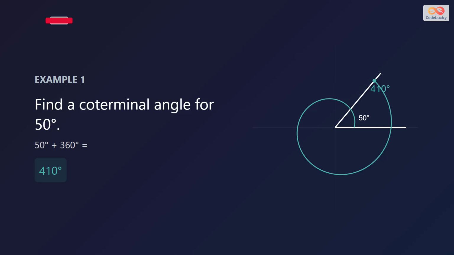Let us look at an example. Suppose we have an angle of 50 degrees. To find a positive coterminal angle, we take 50 and add 360. The result is 410 degrees. Both 50 degrees and 410 degrees end at the same place.